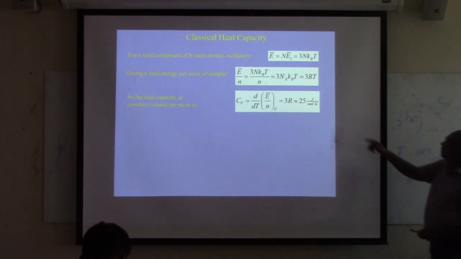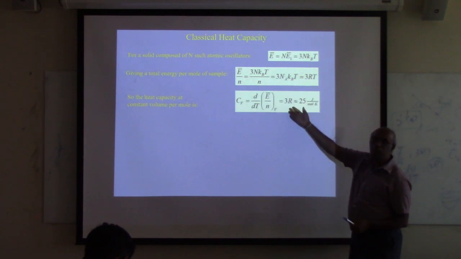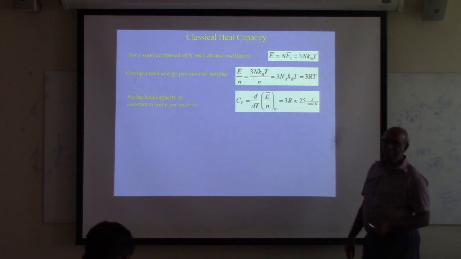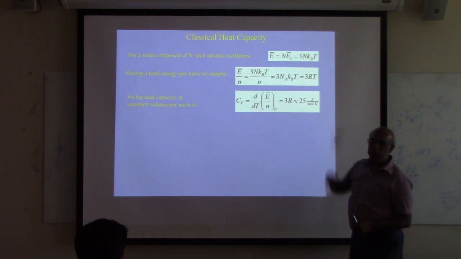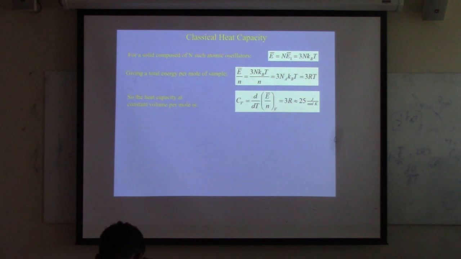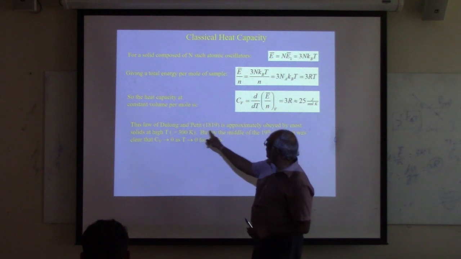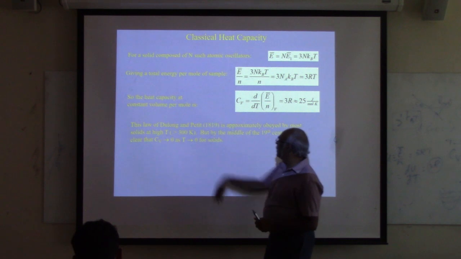But later, even the Einstein model or Debye model showed that at high temperature, this is really true. So this is not a really crazy theory. This is exactly what you get for high temperatures. But at low temperatures, we know that is not true. This is called the Dulong-Petit law. Two scientists, Dulong and Petit, derived this equation. These are pretty good for high temperatures.